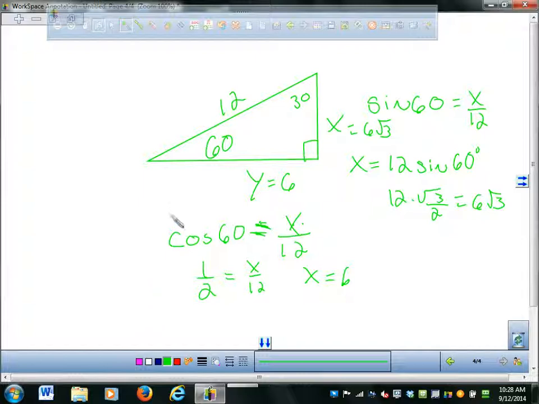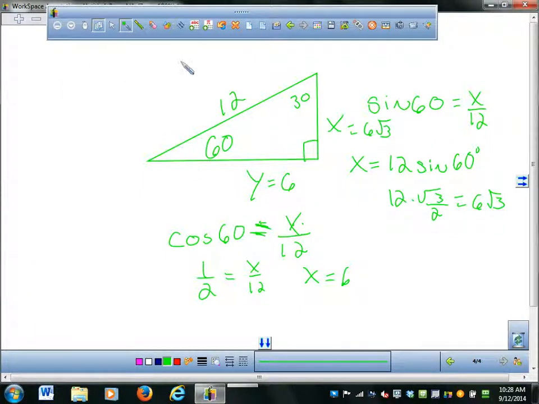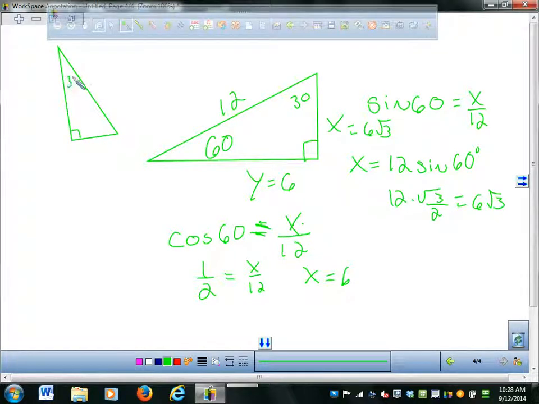Sure. 30, 60, 90. If this is 30, and this is 60, and this is x, then this is 1/2 x. And this is root of 3 over 2 x. Okay? And 45, 45, 90.